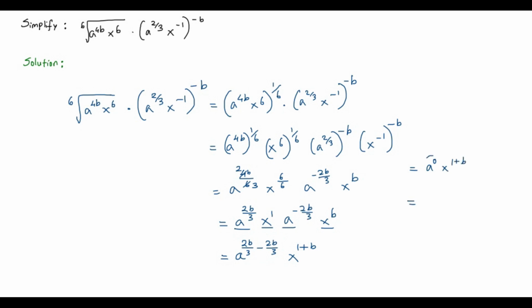Okay, the value of a to the power of 0 is 1. 1 times x to the power of 1 plus b will be x to the power of 1 plus b. So when I simplify the given expression, I get x to the power of 1 plus b.